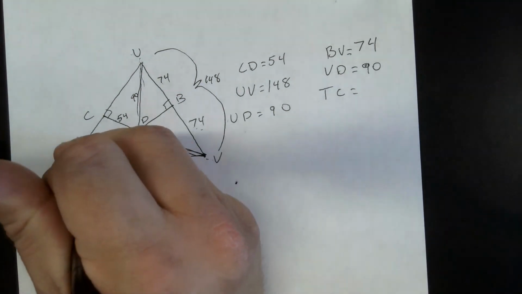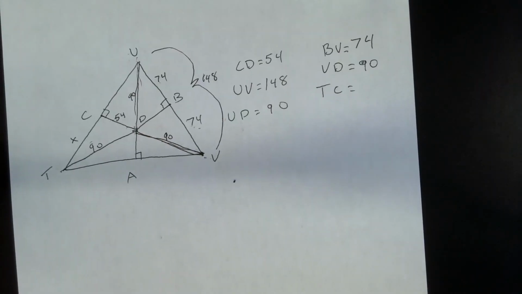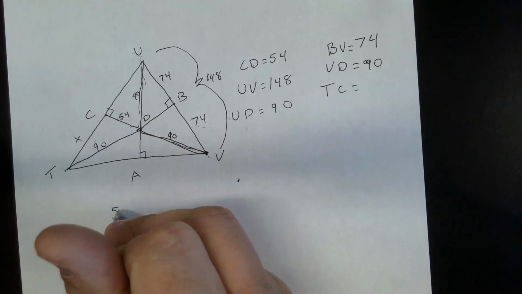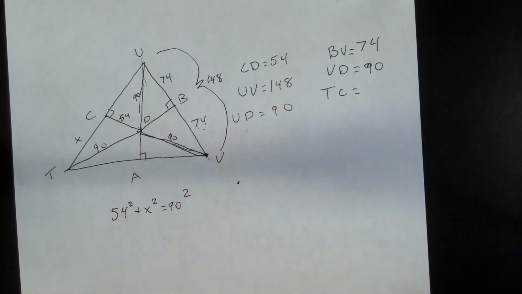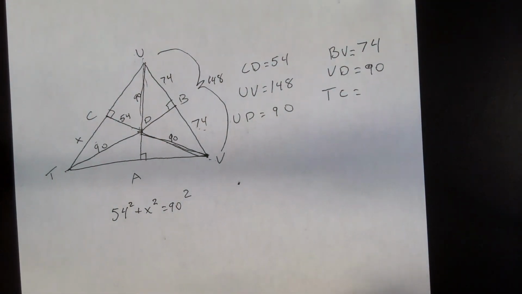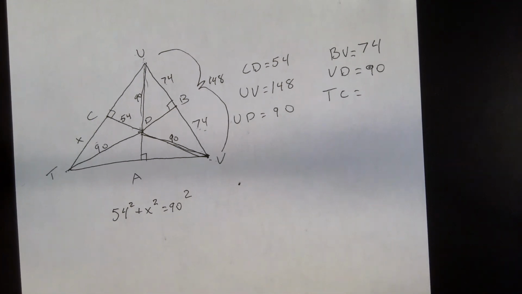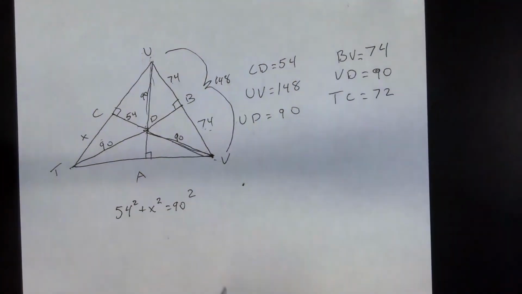Okay, and TC is the one I don't know, right? The one I just can't look at and get the answer. This is the one we have to use the Pythagorean theorem. So we're going to go 54 squared plus x squared equals 90 squared. 64? No. Nope. That doesn't work. So it's got to be 42? No. What is it? 72. Okay, there you go.